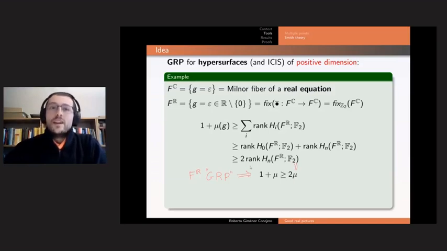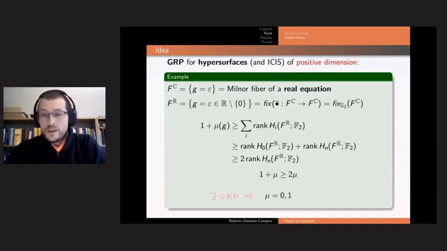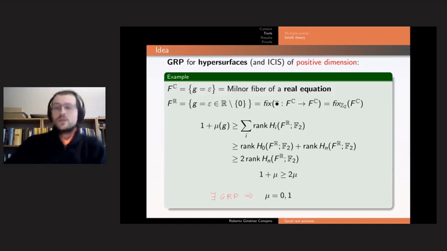All this, I insist, only happens in positive dimension, because in positive dimension you have this 1 and this Milnor number. Otherwise, things don't work with Poincaré duality, for example. This inequality tells you that if you have a good real perturbation, the Milnor number has to be either 0 or 1. So either you didn't have a singularity, or you have an A1 singularity, which is the only one that has Milnor number 1. So the singularity is very simple.